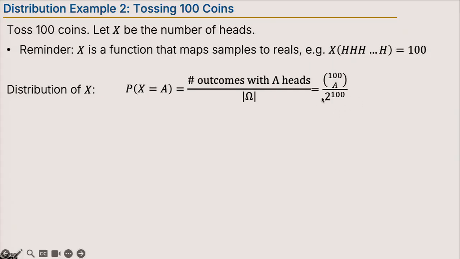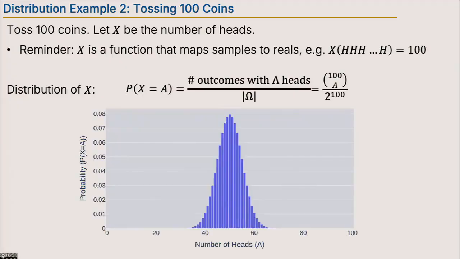And that's going to be divided by the total number of different coin flips, 2 to the 100. And so if I look at this right here, I can plot this function. So I pick a particular a, say 50, plug it into this equation, I get some number. Okay? And you'll notice that I get this nice sigmoidal curve.